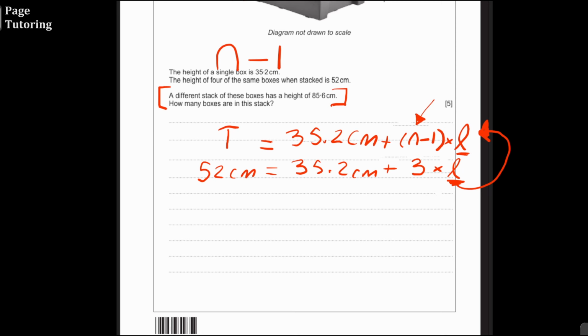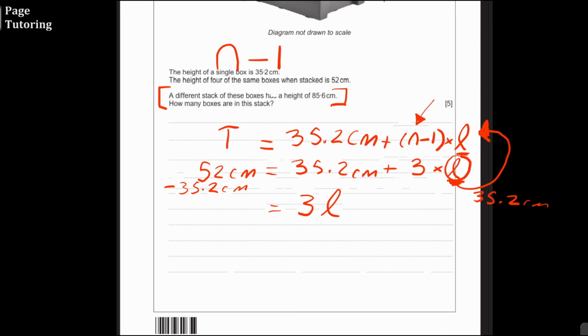So to rearrange, we want to get L on its own. So first we're going to take away 35.2 from each side, so the equation stays balanced, each side is the same. So that would be equal to 3L.